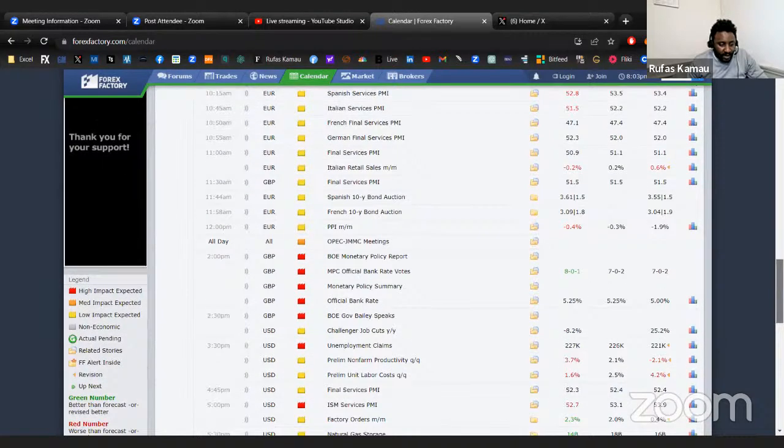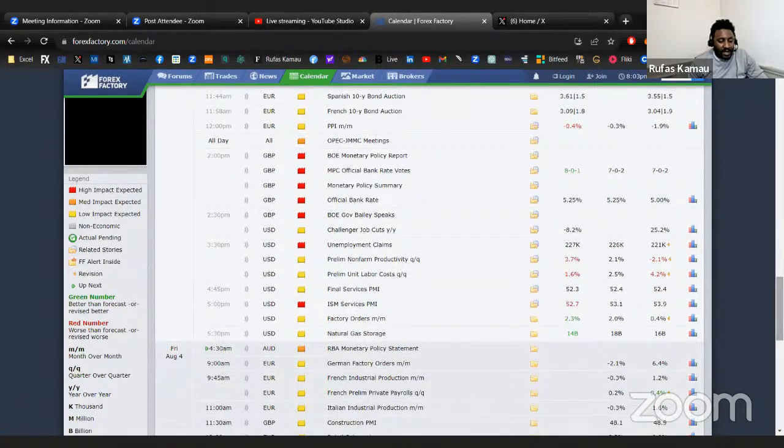Then later on, we had the interest rate decision where 8 members of the Monetary Policy Committee in the UK decided to vote for a 25 basis point rate hike. So in this case, interest rates were moved to 5.25%. And we saw some volatility happening with the UK pound earlier in the day.